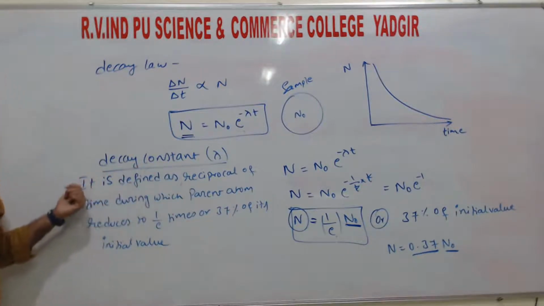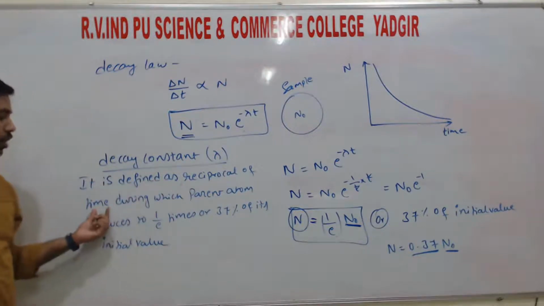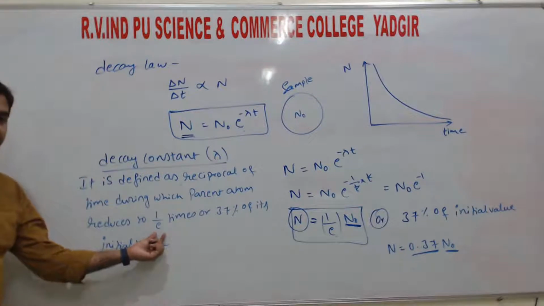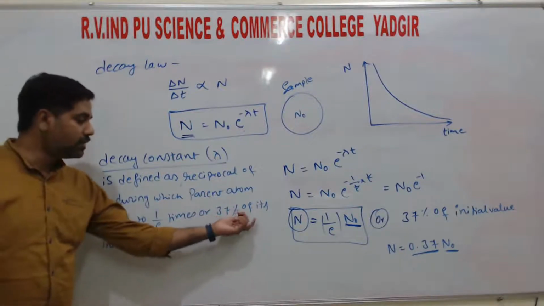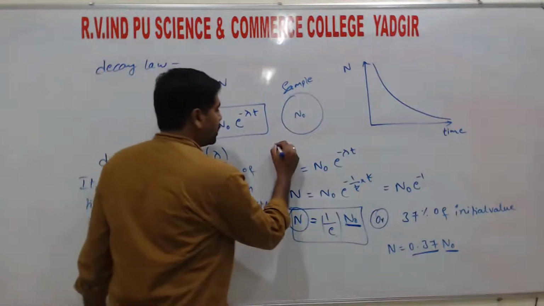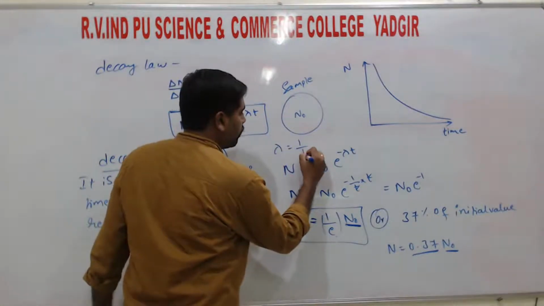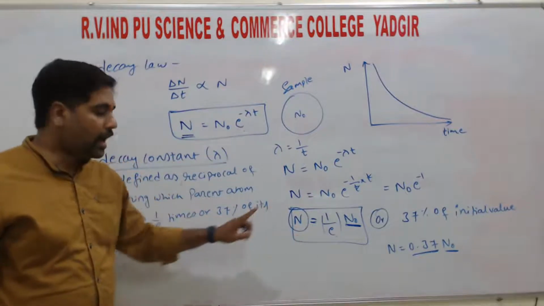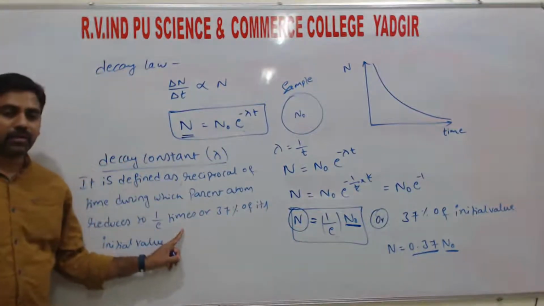So the decay constant is defined as the reciprocal of the time during which the parent atom reduces to 1 by e times or 37% of its initial value, right? So for that, lambda is equal to 1 by t. This one is the mathematical formula and here is the definition, right?